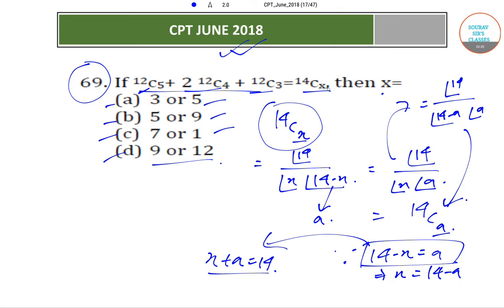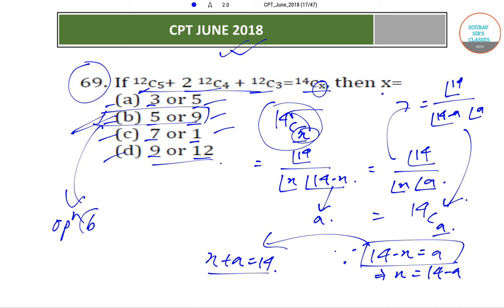So you can see that we basically have two values of x for which 14Cx is equal, and that is possible only when the two values of x add up to give us 14. This is the format. As you can see in the options, 5 plus 9 is equal to 14. But in the other options, 3 plus 5 is 8, 7 plus 1 is 8, and 9 plus 12 is 21, so these are not to be considered. Only 5 plus 9 gives 14. So the only correct option is 5 or 9, which is option B.